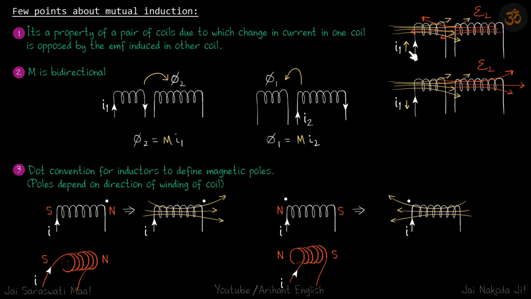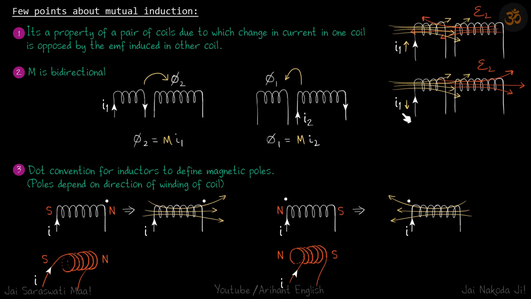Let's see this example. Let's say the current I1 is increasing and this is the flux because of coil 1, the current in coil 1. So the EMF induced will counter it. So these field lines will be opposite to that of the initial ones.